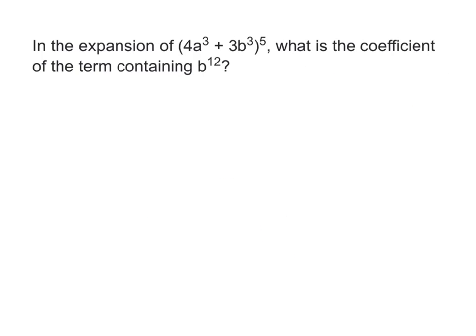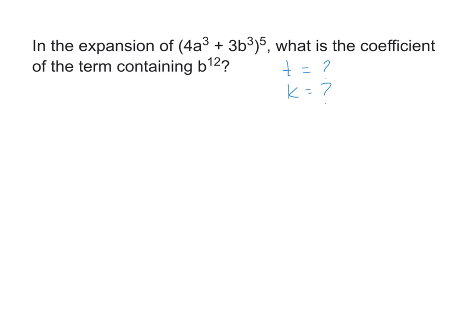Here's the next one. In the expansion of 4a cubed plus 3b cubed to the power of 5, what is the coefficient of the term containing b to the power of 12? That's a little bit more of a tricky question instead of just straight find a particular term. It's asking us for the coefficient of the term, so it's basically asking us for the term. So we don't know what t is. The problem is we also don't know what k is. And so we're going to have to somehow figure that out.